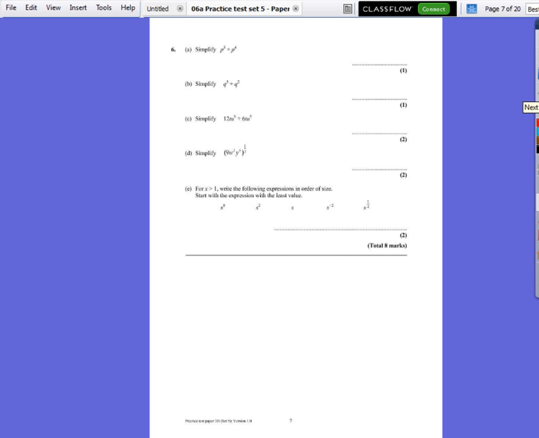Question 6, simplify p to the power 5 times p to the power 4. Well, that would just be p to the power 9. q to the power 5 divided by q squared would just be q to the power 3. We subtract the powers when we're dividing.